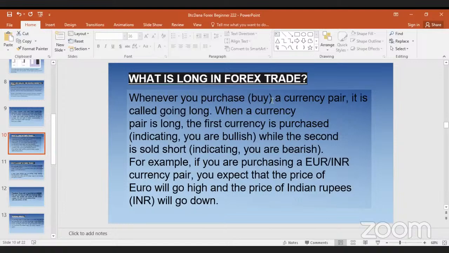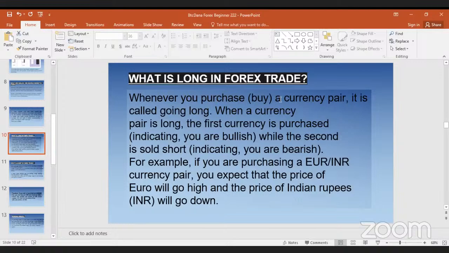Let's say, maybe I'm giving you a signal now. I'm saying GBP USD is going up. What I mean is going long. What I mean is let's place a buy order. Let's look for a buy opportunity in the GBP USD.